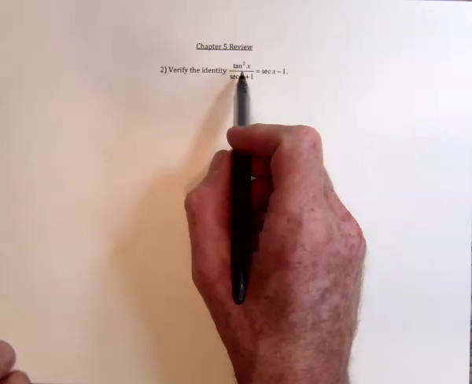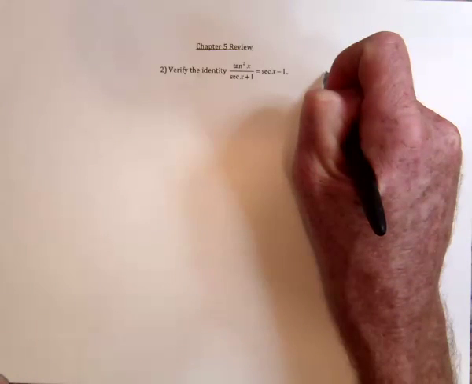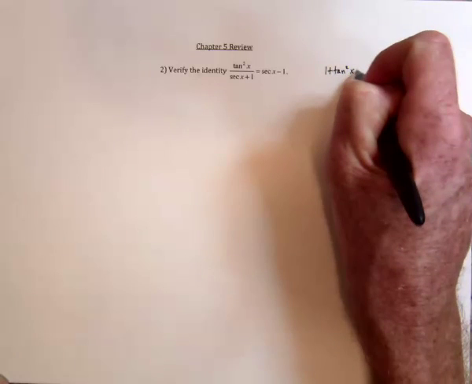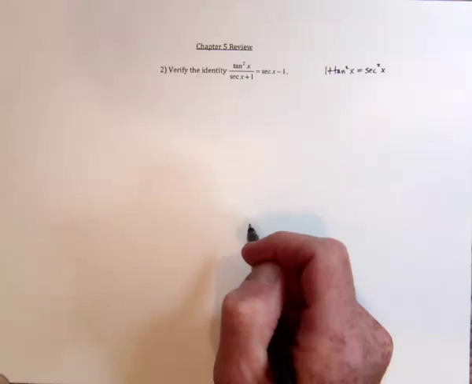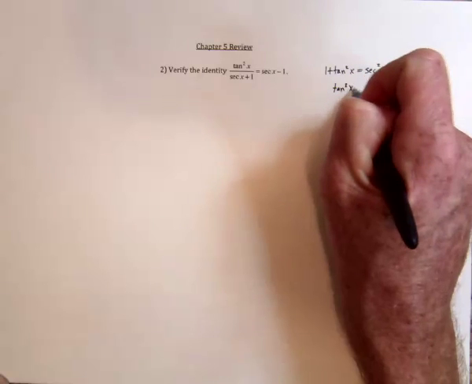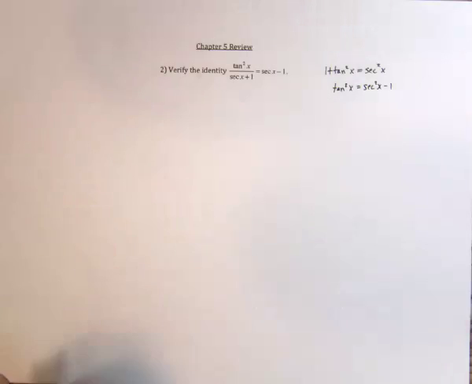So starting with the left-hand side, there's an identity for tangent squared. Well, it comes from the Pythagorean identity that 1 plus tangent squared is equal to secant squared. So what we can do is subtract 1 from both sides, and tangent squared is equal to secant squared minus 1.